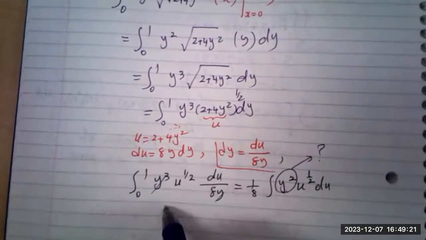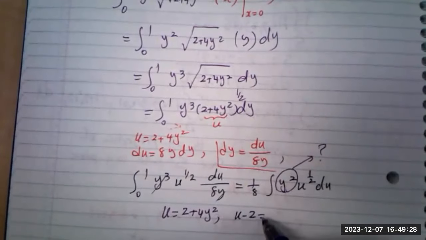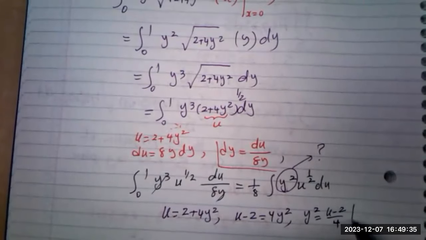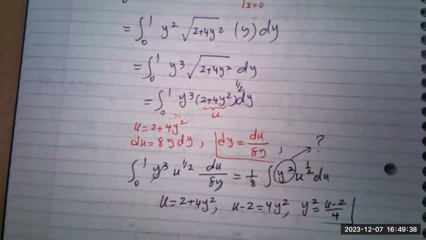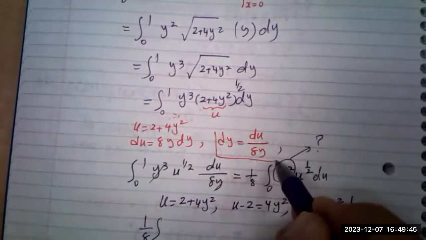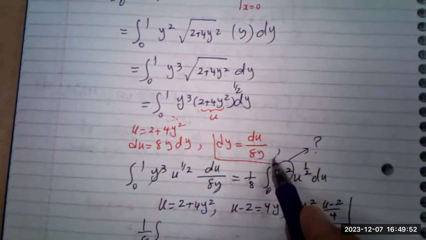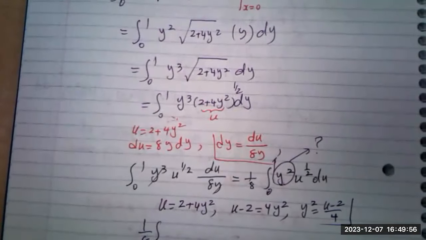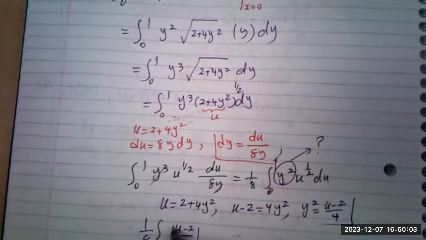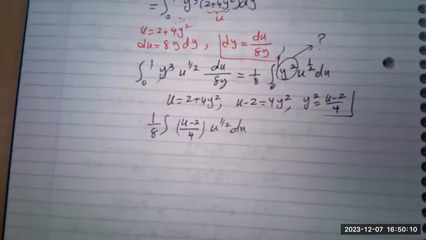So we say u is equal to 2 plus 4y squared. So I can find y squared: y squared would be (u minus 2) over 4. Now we go back and substitute. So you have 1/8 integral from 0 to 1, leave it, then come back and substitute. So it's going to be 1/8, y squared, which is (u minus 2) over 4, then u to the 1 half, then the du. Now it's possible to integrate.